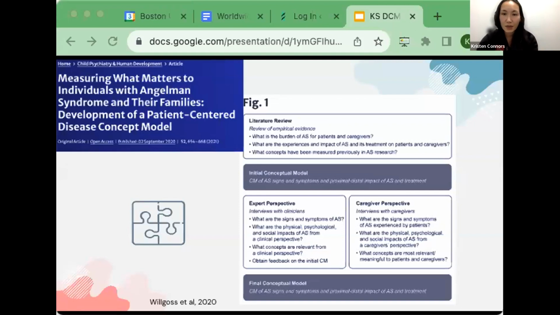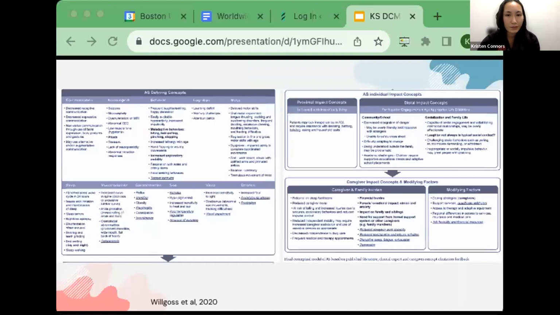And then clinicians with expertise in Angelman syndrome are interviewed, and caregivers of individuals with Angelman syndrome are interviewed as well. And this allows for a really thorough look at the breadth of experiences that people have. And we get a multitude of descriptions of the social, the emotional, the physical, the psychological impacts of Angelman syndrome. And then from this, a final conceptual model can be constructed, and it showcases the impact of signs and symptoms of Angelman syndrome, as well as the impact of treatments that are currently available. And every DCM looks very unique, often very different based on how information can best be represented.